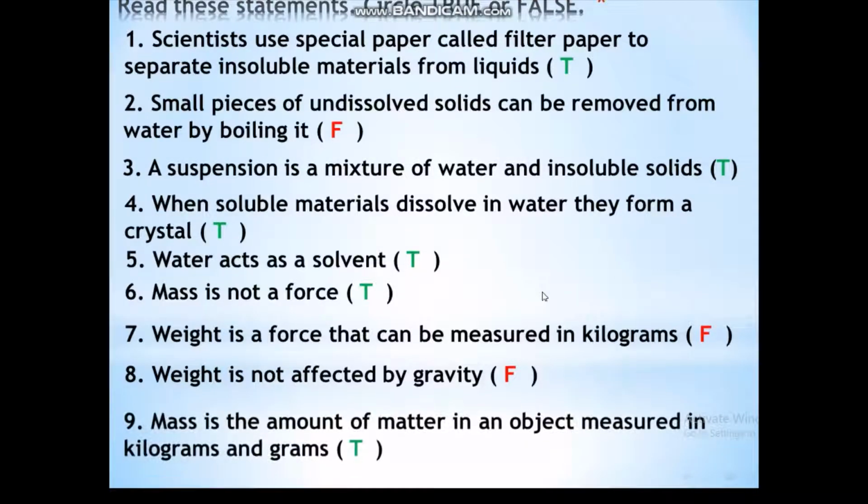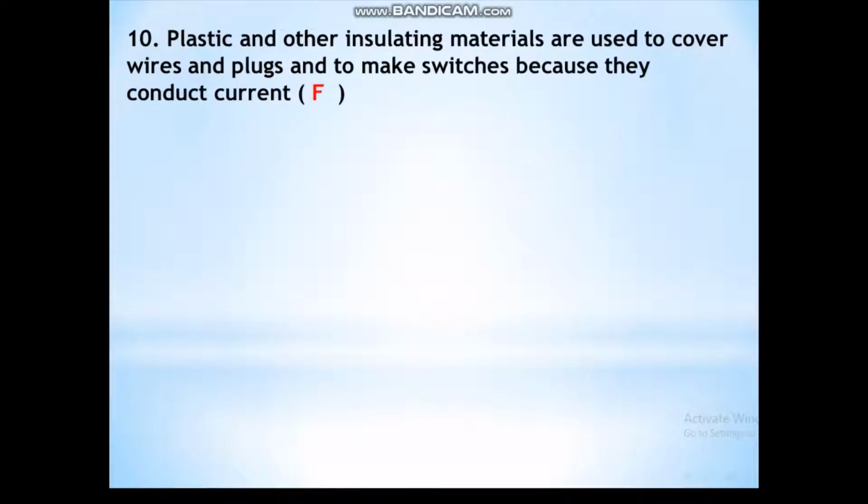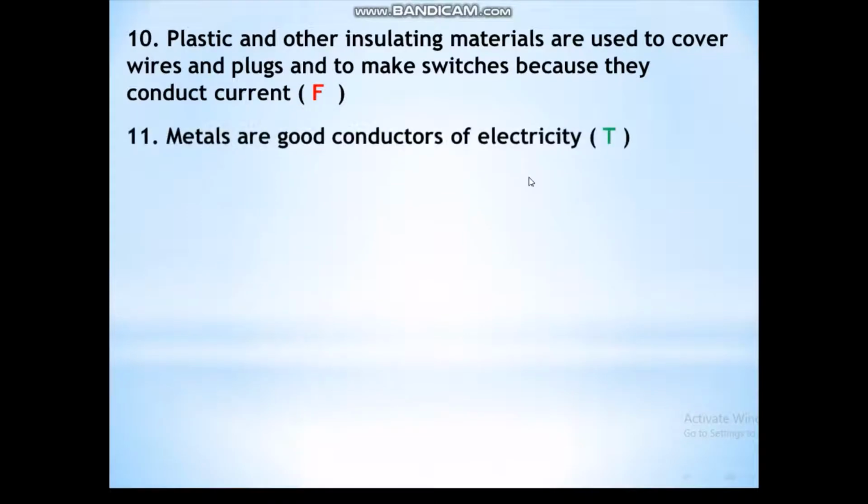Number 9, mass is the amount of matter in an object measured in kilograms and grams. That's true. Number 10, plastic and other insulating materials are used to cover wires and plugs and to make switches because they conduct currents. That's false, because they don't conduct currents. Number 11, metals are good conductors of electricity. That's true. Next question.